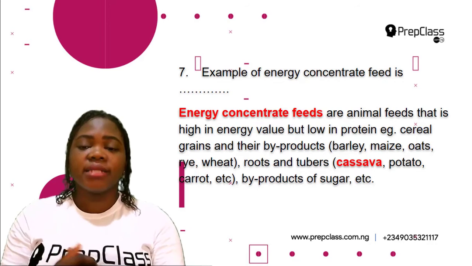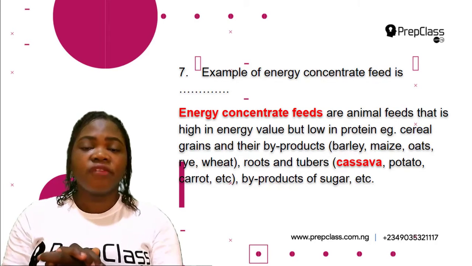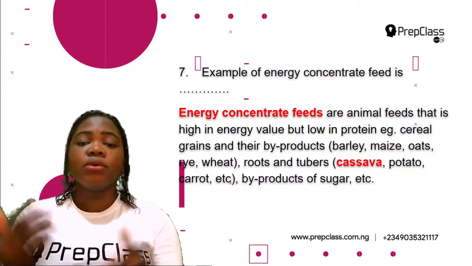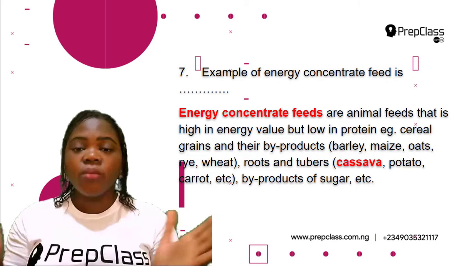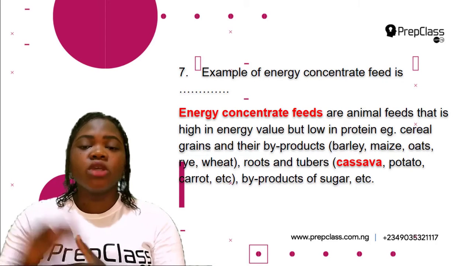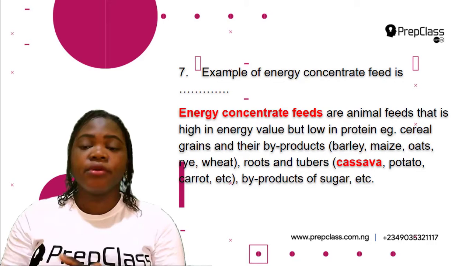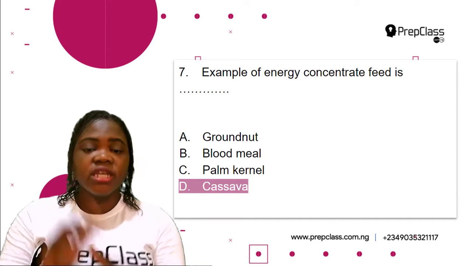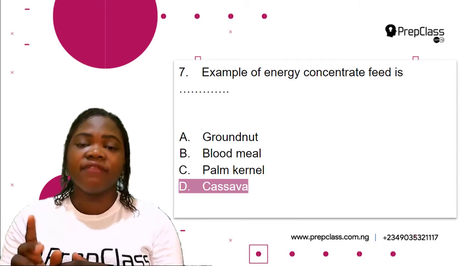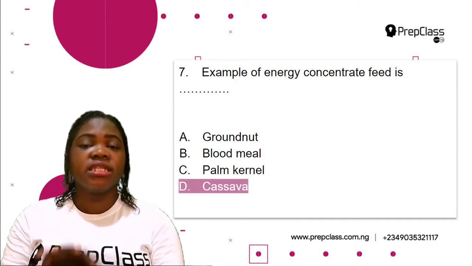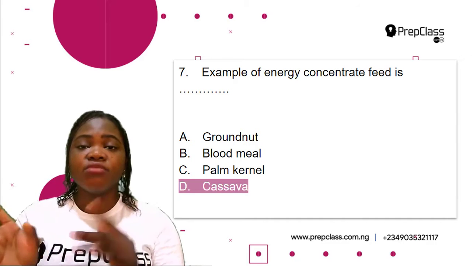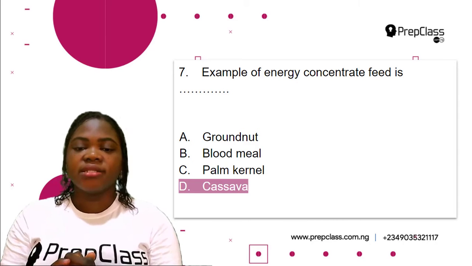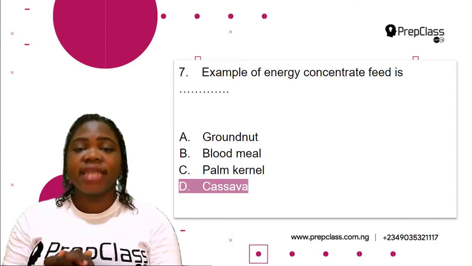Then roots and tubers. Examples of energy concentrate feeds are roots and tubers. Examples of root and tuber crops are cassava, potato, carrot, and so many others. Other examples of energy concentrate feeds are the byproduct of sugar. So which of these is an energy concentrate feed? The correct option here is D, cassava. Example of energy concentrate feed is cassava. Remember, cassava is a root and tuber crop that is used as feed for animals. So the correct option here is cassava.